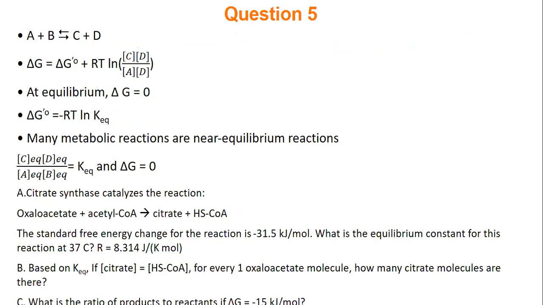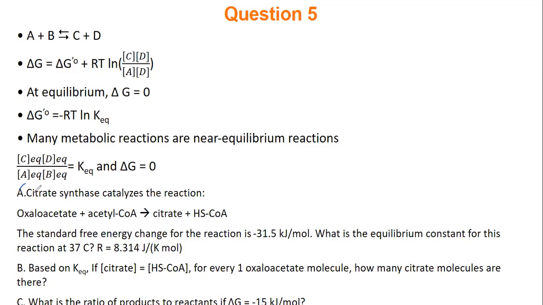So here's a question for you. The top is the information we just covered. We're going to look at a specific reaction in this question. Citrate synthase will catalyze the following reaction of oxaloacetate plus acetyl-CoA makes citrate plus HS-CoA. Now, the standard free energy for this reaction is minus 31.5 kilojoules per mole. With that information, what is the equilibrium constant at 37C if given the gas constant?